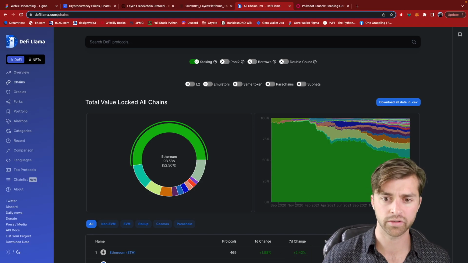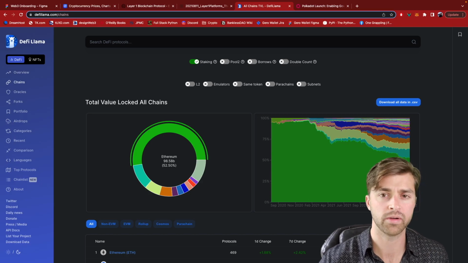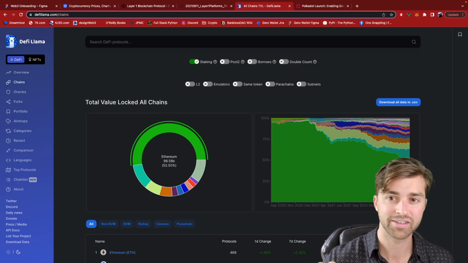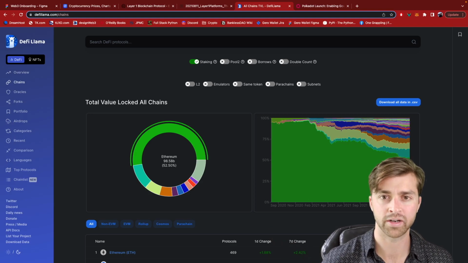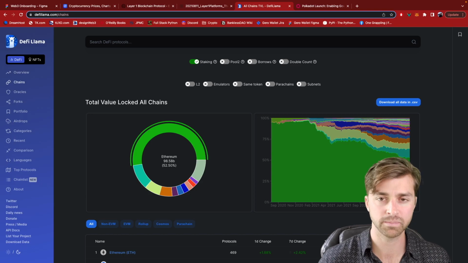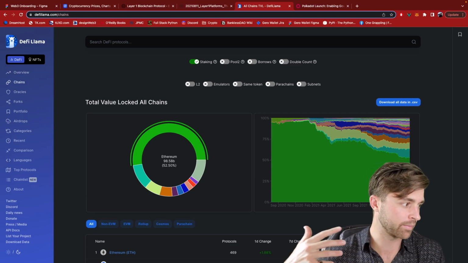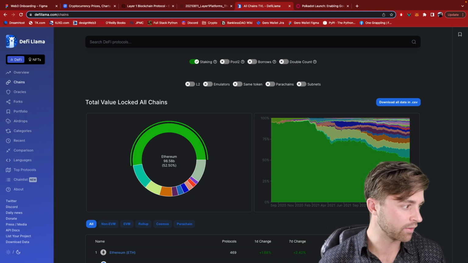So Ethereum is still the most dominant in terms of its developer community. It's 2.8x the second largest developer community of layer ones, which is the Polkadot ecosystem. So that is just something to be aware of.